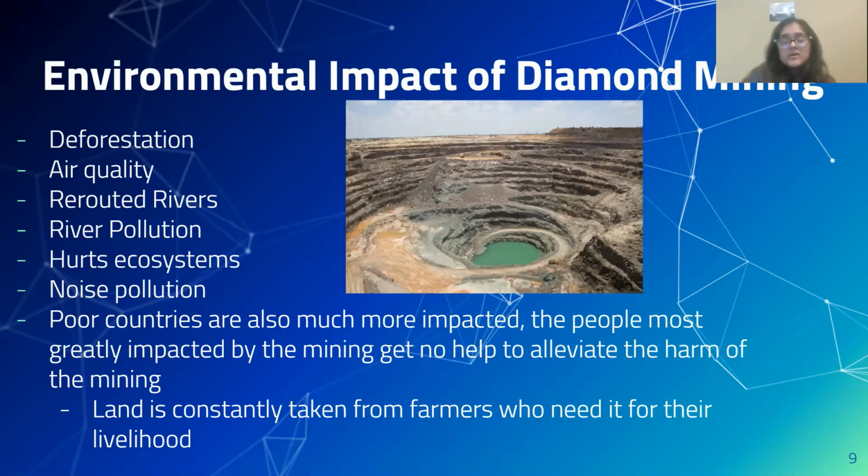Further, there are people that live on this land and they lose their source of livelihood. There are many accounts of farmers losing their land to expanding mining operations. And to make things worse, these farmers live in poor countries where they don't have a government that is able or willing to help them.